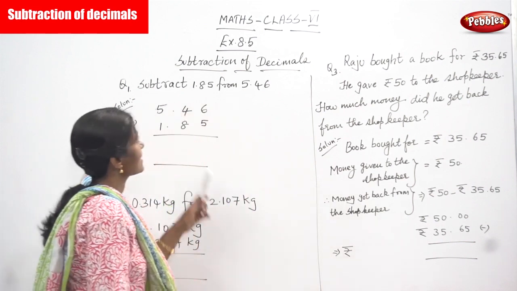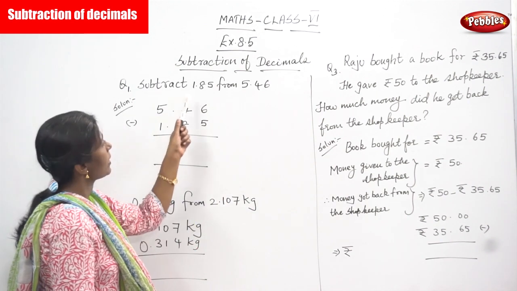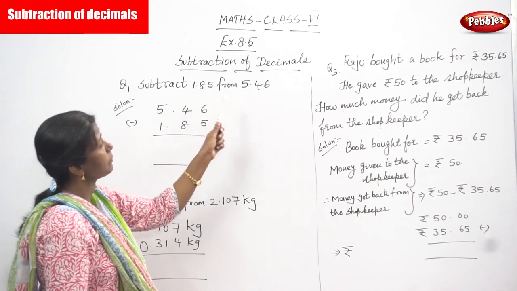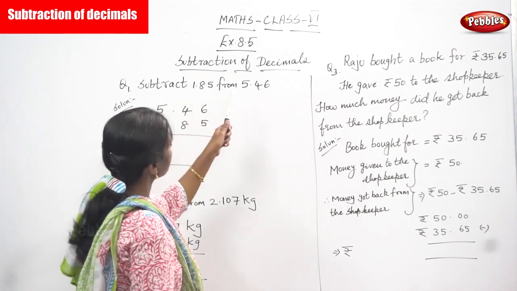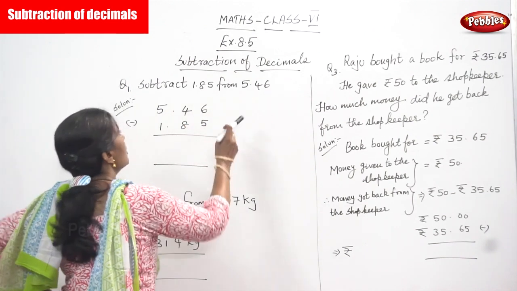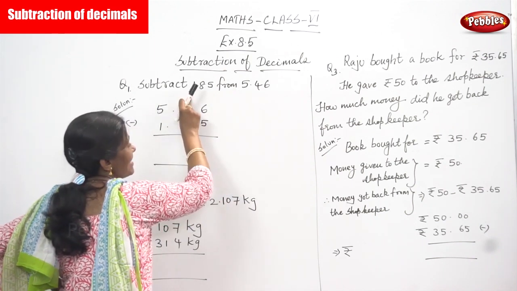Now we are going to see exercise 8.5, subtraction of decimals. First question: subtract 1.85 from 5.46. I'll repeat, subtract 1.85 from 5.46. So you have to subtract 1.85 from 5.46.